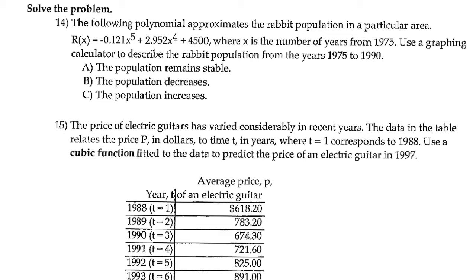Now, what we're going to pay special close attention to is this wording right here, where x is the number of years from 1975. So the year 0 would be 1975, the year 1 would be 1976, the year 2 would be 1977, the year 3, 78, and so on and so forth. So when we get our calculator out here and set our window, we might set the window from 0 to 15 to represent the years 1975 to 1990. That's about the only trick. So we'll get the calculator out here and see what we can do.